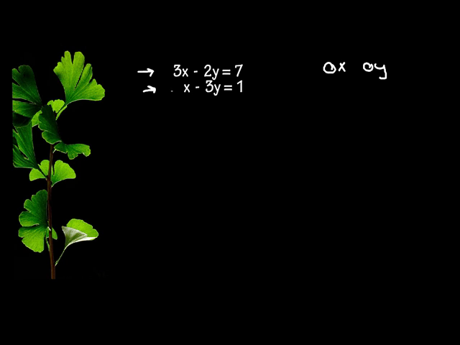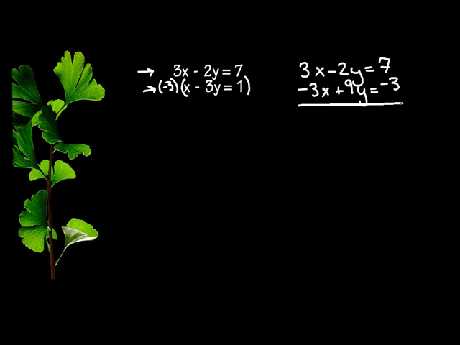Well, maybe. If I multiplied this equation by negative 3, I would have negative 3x here, wouldn't I? And this would be a positive 3. And you know what? That's what I want. So let's do that. So the top one I'm going to leave alone: 3x minus 2y equals 7. And then the next one I'm going to multiply everything by negative 3. So I'm going to have negative 3x plus 9y equals negative 3. So now when I add down, I get 0x plus 7y equals 4.